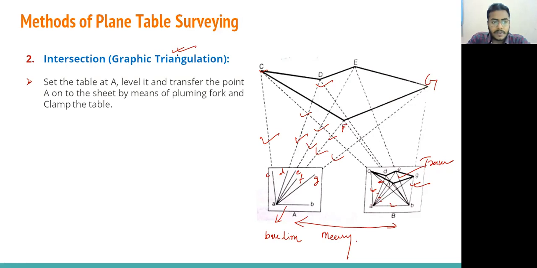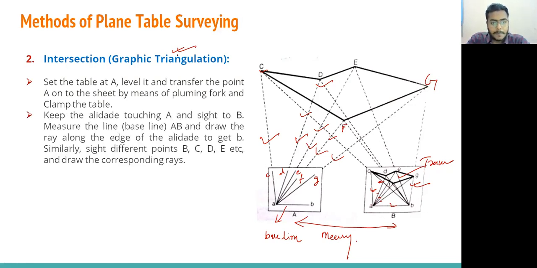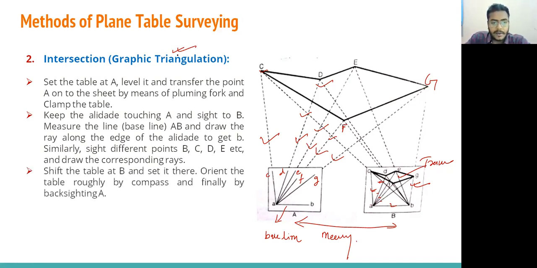The few procedure I wrote there, you can note down, you can understand. Set the table at A, label it, and then transfer the point A on the sheet by means of the plumbing fork and complete the table. Keep the alidade touching A and sight to B, measure the line, the baseline. Okay, that AB is the baseline, so that you can read and you can orient the table. Orient means orientation. Okay, orientation.